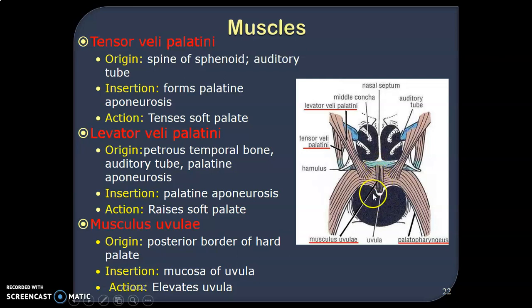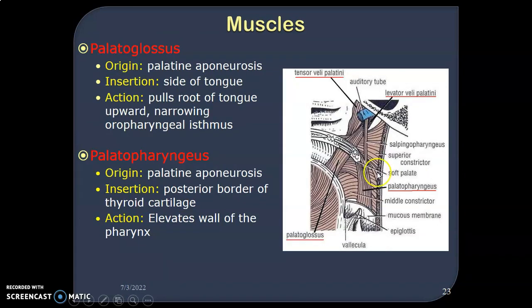Posterior border of hard palate inserts on the mucosa of the uvula, and its action is to elevate the uvula. The palatoglossus, from the palate to the tongue. So palatoglossus, as you can see here, originates from the palatine aponeurosis and inserts on the side of the tongue. So when it contracts, it elevates the tongue by pulling the root of the tongue upwards.